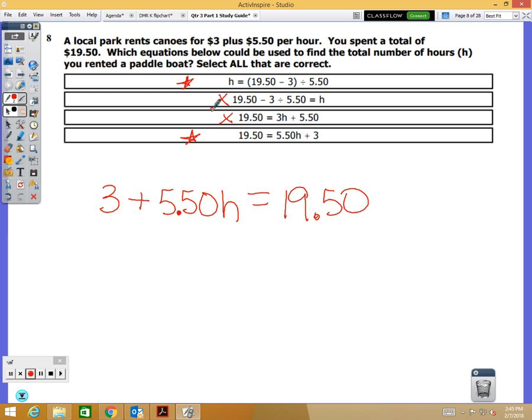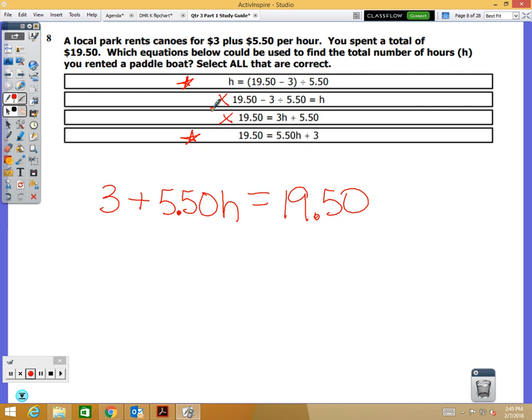You can't do that second one, because if you did the second one, you'd have to do 3 divided by 5.50. We don't want to do 3 divided by 5.50. Okay? So if we were going to solve this, we'd subtract $3 from 19.50 and then divide that answer by 5.50. So it'd be the first one and the last one. Questions on it?